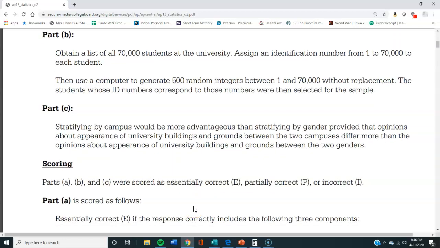If you want to stratify to make sure that you take gender out of the equation, because in part B you could have had 400 girls and 100 guys, and that would not be a good cross-section of the student body. So if you stratify by gender, what you're doing is you're taking out that one bias, that one variable, right? So it would be more advantageous to stratify it, okay?